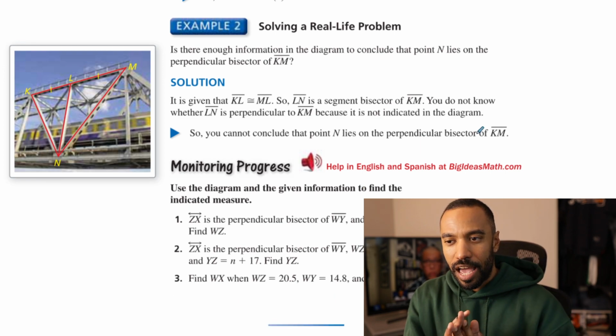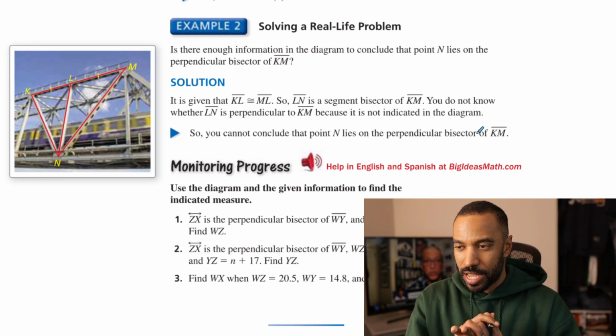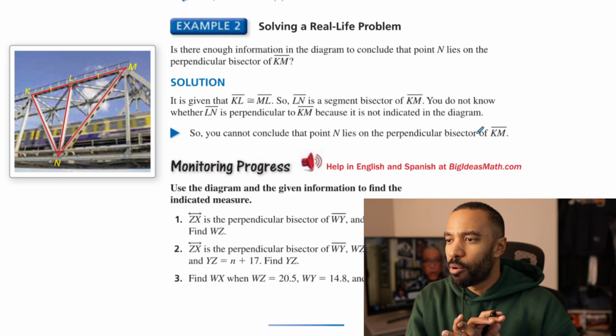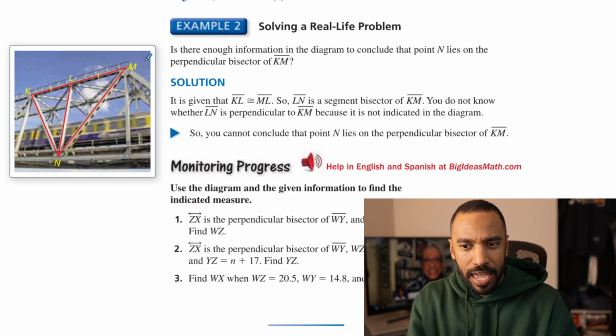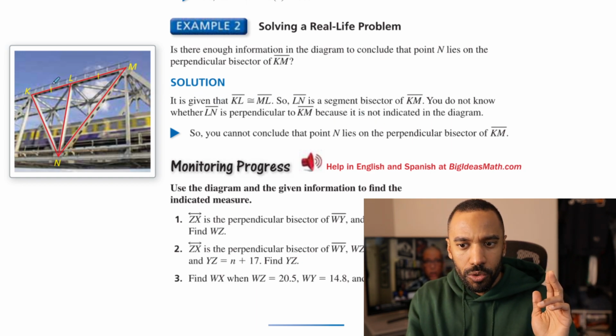Okay, solving a real-life problem. Is there enough information in the diagram, good question, to conclude that point N lies on the perpendicular bisector of segment KM? So we have a diagram over here. Here's point N, and we have KM. So I guess we have to look at the diagram itself. It's an example, so it's written, but there are congruent tick marks here and here.